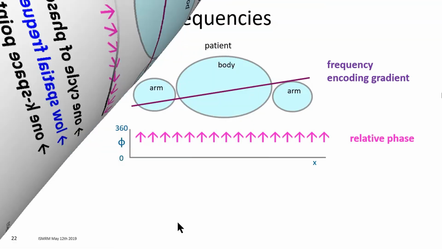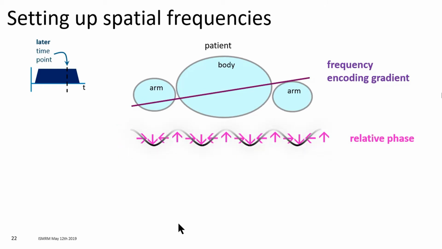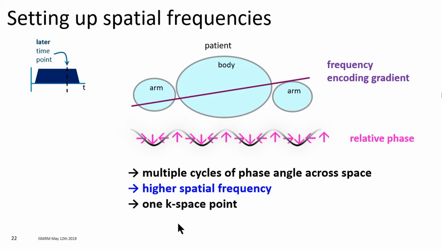Let's go later on in the gradient. What's happened now? Well, let's have a look. By that time, a lot of additional phase roll has developed across space. More cycles of phase angle have evolved across space, and this is a higher spatial frequency. And again, we make a single instantaneous measurement at this moment in time. This goes to one k-space point. And we'll see later, this same effect is essentially true of the phase encoding gradients, which we'll come to later on in terms of what they produce, phase roll across space.